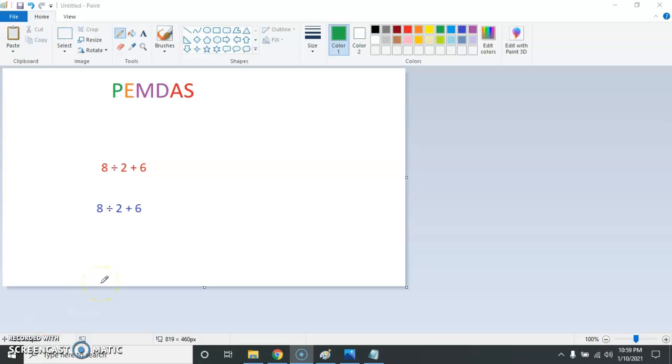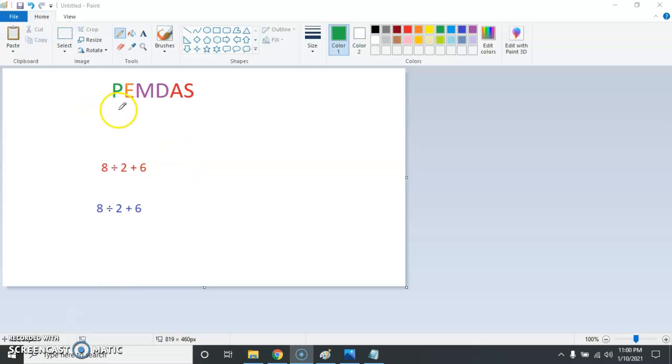Okay, gentlemen. So today we're going to be talking in math about something called the order of operations. It's also known as PEMDAS. So the reason we have this order of operations thing is if you have a long problem in math, you need to do things in the right order to get the correct answer.